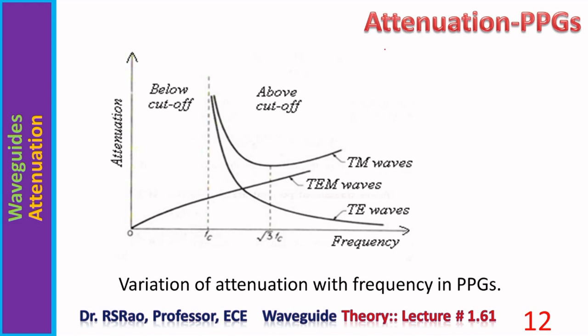Here a graph is shown of attenuation that takes place in parallel plate guides. When frequency is below cutoff, you can see no wave is there except the TEM wave inside the guide. As far as the TEM wave is concerned, its attenuation is increasing with frequency. When it comes to TE waves or TM waves, they attract a huge amount of attenuation near cutoff frequency. As frequency increases, the attenuation for TE waves falls, whereas for TM waves it is falling and then slowly rising. From this diagram, one can notice TM waves have minimum attenuation at a certain frequency. That frequency is equal to root 3 fc.